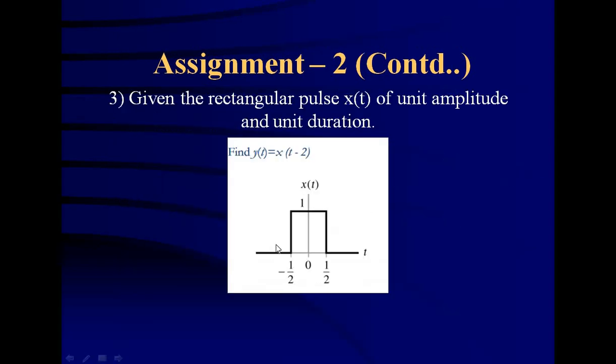Next, as you can see here, in the given picture, we have a rectangular pulse shown here, and the amplitude and the time durations are mentioned here, which is minus 1 by 2 to plus 1 by 2 as your time duration, and your amplitude is plus 1. Your question is, you will have to find out y of t is equal to x of t minus 2. So you will have to find x of t minus 2, and your output signal we will now call it y of t.